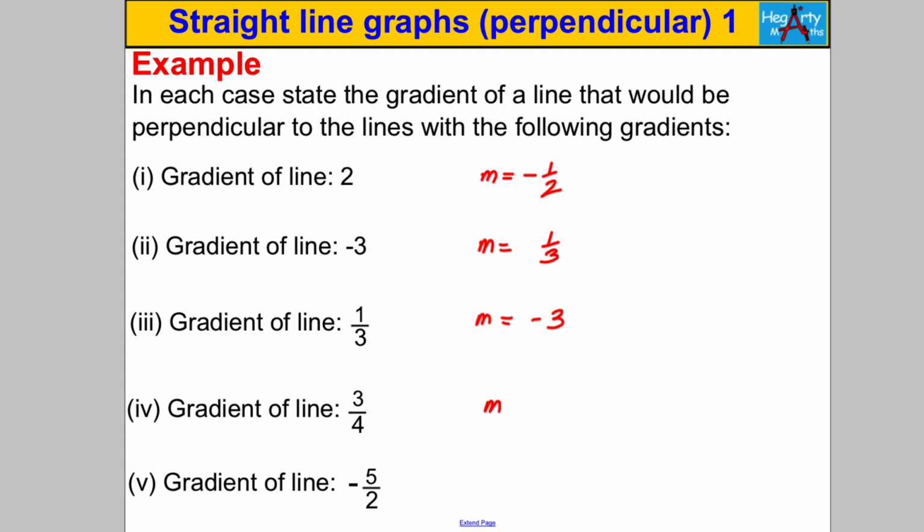What about here? The gradient of a perpendicular line to this would be negative 4/3. And what about here? The gradient of a line perpendicular to this line would be its negative reciprocal. Flip it and multiply it by negative 1, so I'd get just 2/5. And we're going to need that skill for the next video when we solve problems about perpendicular lines.